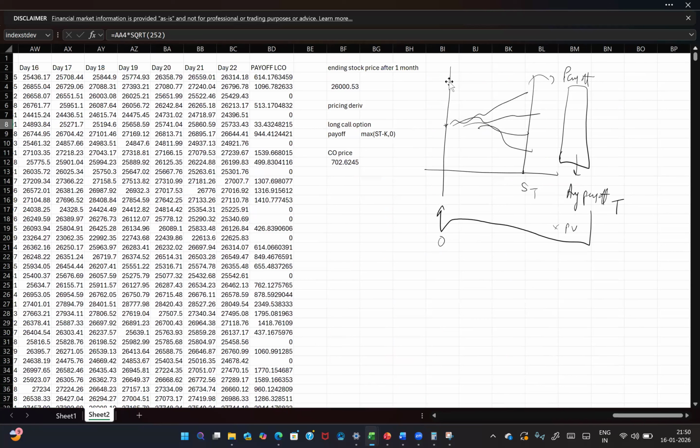Yeah. So once again, this price, how did we get this present value? Or the price of the option today is nothing but e to the power minus RT. So this is basically present value into your average payoff.